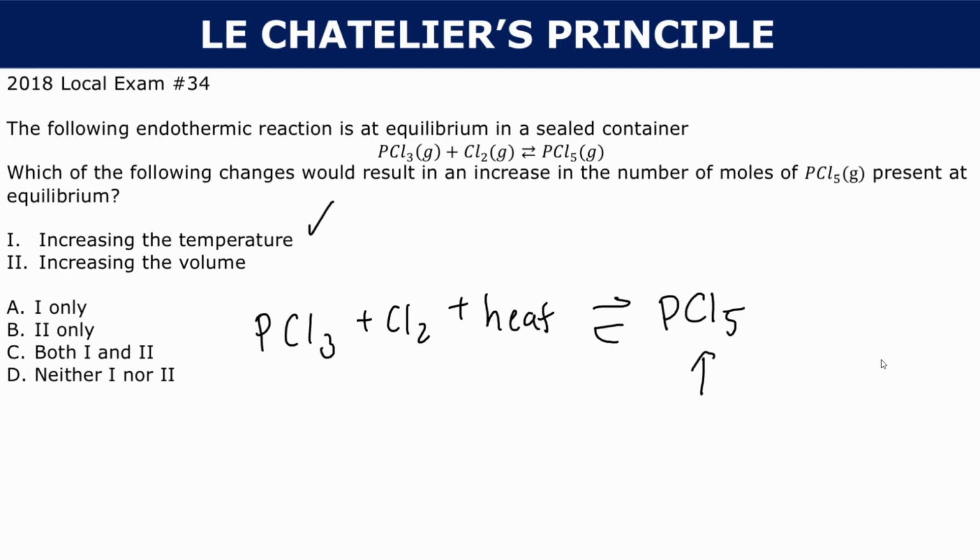Two, increasing the volume. Increasing the volume in this case would work to decrease the pressure. And if we decrease the pressure, the system asks, how do I increase the pressure? Well, you increase the pressure by having more gaseous molecules. And there are more gaseous molecules on the reactant side than the product side. So what happens is that the reverse reaction speeds up, and the reverse reaction works to increase the number of moles of reactant and decrease the number of moles of PCl5, so this would have the opposite effect of what we want.